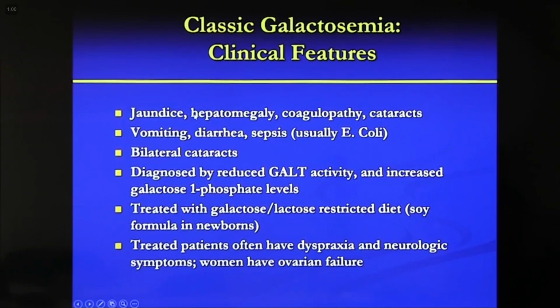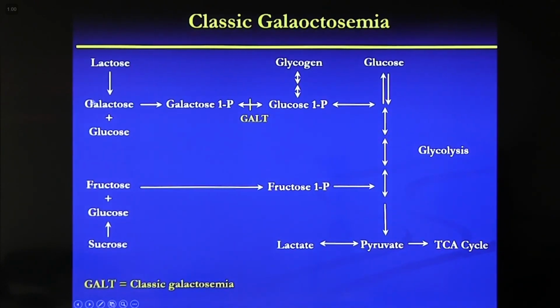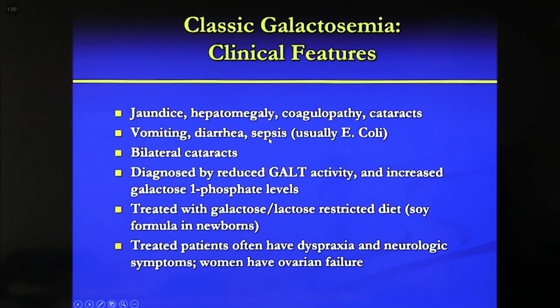Classic galactosemia gives you the following symptoms: liver disease with coagulopathy. It gives you cataracts, and the reason is that it backs up and gives you galactose. There's something called galactitol, which is an alcohol that is made and causes cataracts. You get sepsis, E. coli. Don't ask me why, but it just happens. It's easy to treat because you have lactose-free formulas. One example would be most of the soy formulas in newborns. And if you put them on that, all these symptoms resolve.